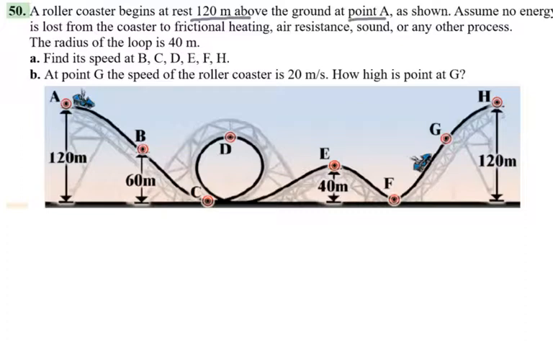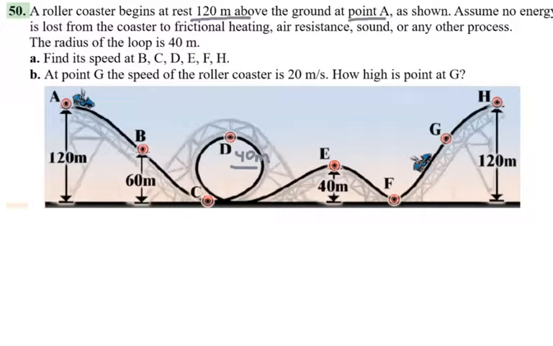Okay, the loop, so this means at the D point, the radius of this loop is 40 meters. And we have to find the speed at B, C, D, E, F, H. And at point G, the speed of the roller coaster is given, and we want to find the height. So let's calculate.